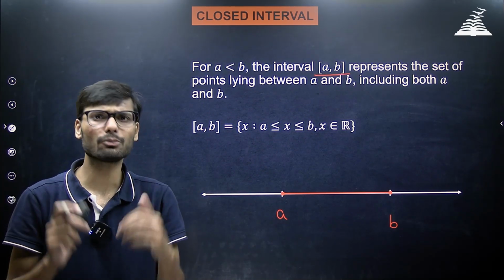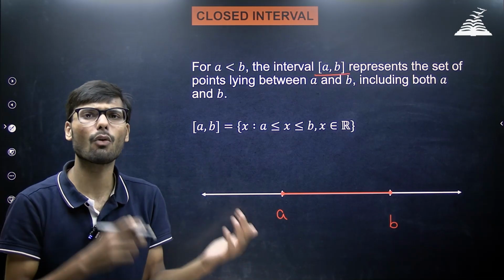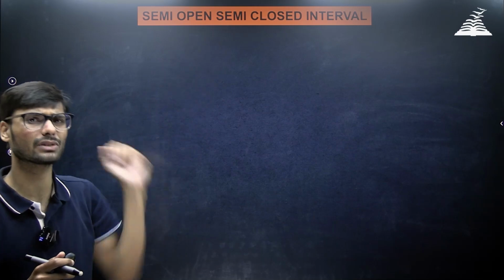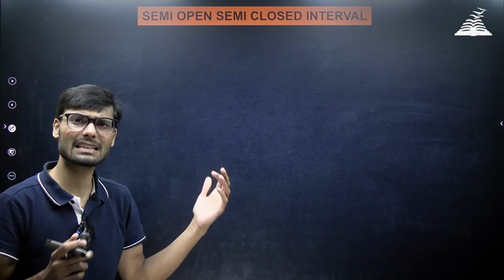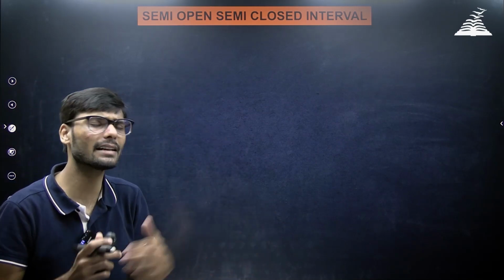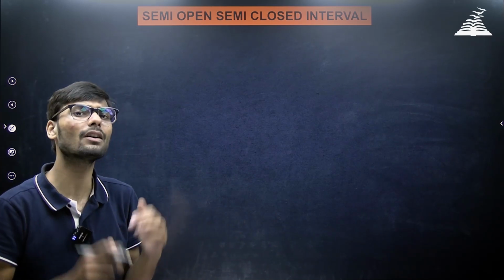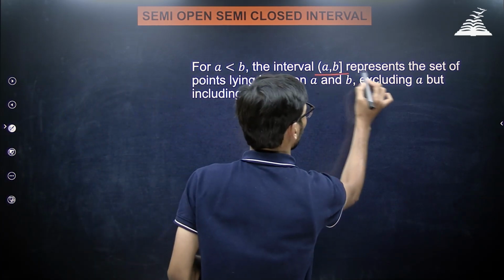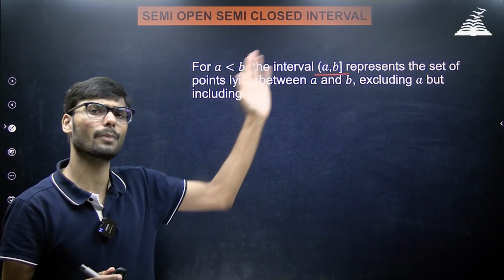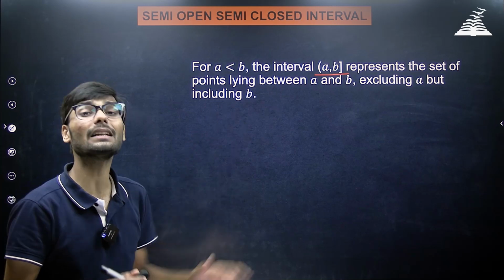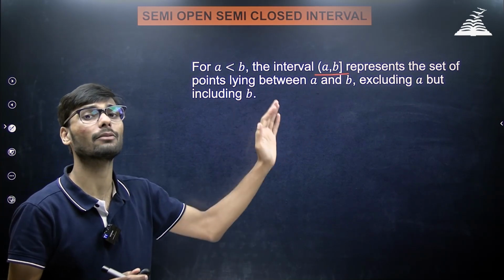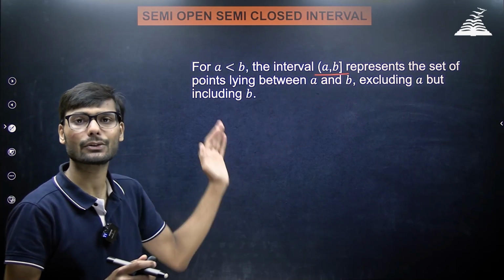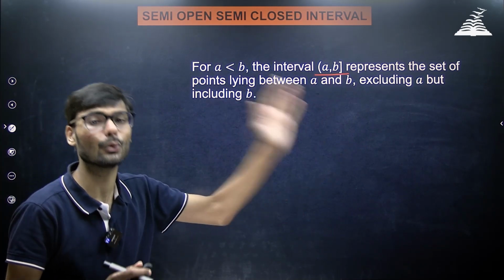Now there are two more types of interval which are basically a combination of open and closed intervals. The first one in the list is the semi-open, semi-closed interval. What's the meaning? On one side we will have round brackets and on the other side we will have square brackets, right? For example, (A, B]. Open bracket at A, closed bracket at B. What does this mean? A is not present in the set, but B is present in the set, right? So here A is excluded, but B is included.